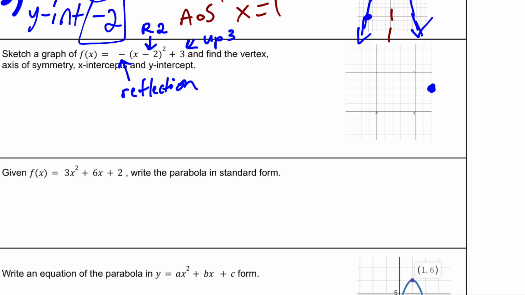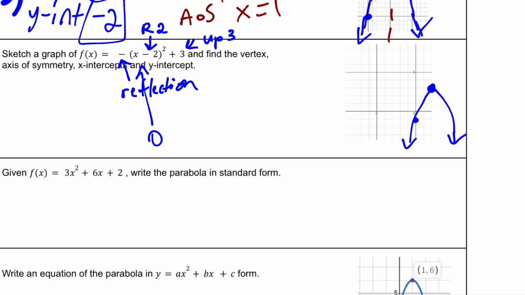I could plug in 0, and that would help me find another point. It's not quite as easy as before, but if you plug in a 0 here, that's going to be negative 4 plus 3, which is a negative 1. So here we are at 0, negative 1. And this is a sketch of the graph.